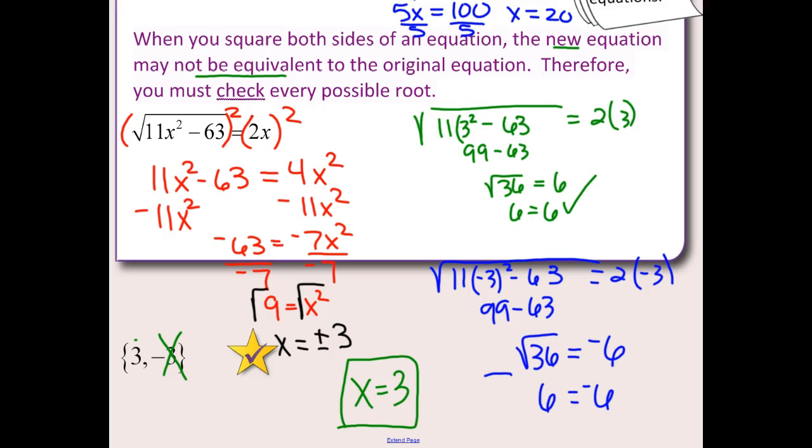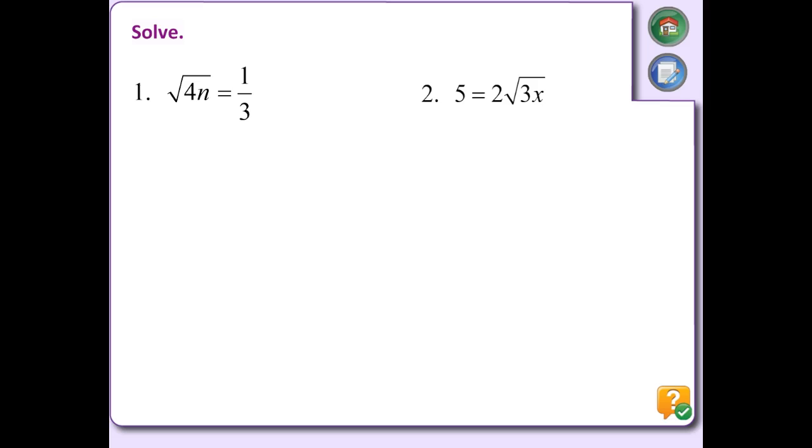Okay, so again, solving the problems is pretty easy. The checks is what takes so much time to get done. So we're going to practice a few together as we go through here. Okay, so let's look at number 1. We need to solve for n, and n's in the house, so we're going to have to square both sides.